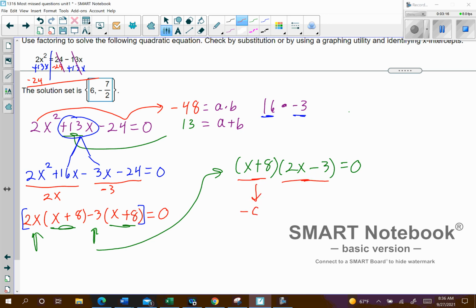And so this one would give you a negative 8. And if you set that equal to 0 and solve, that would become positive 3 over 2. And so those are the two answers that we're looking for. Okay, I hope this helps.